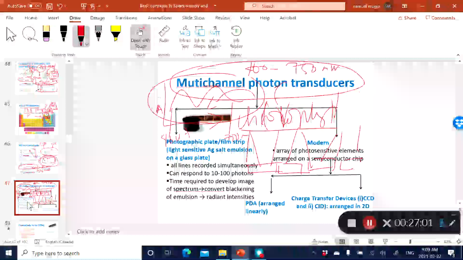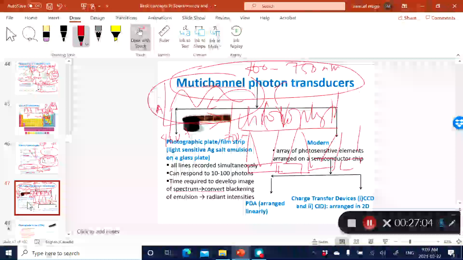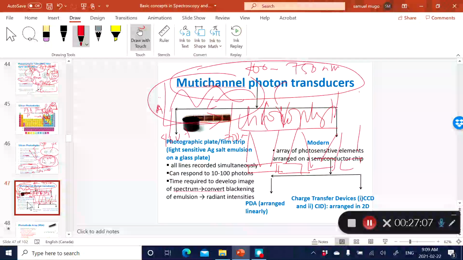Now, there are different types of multi-channel photon transducers out there, and of course they are all based on what we've just talked about, only that you are creating an array of them, be it the PMTs, you just make an array of them, or be it the photodiodes, you just make an array of them.